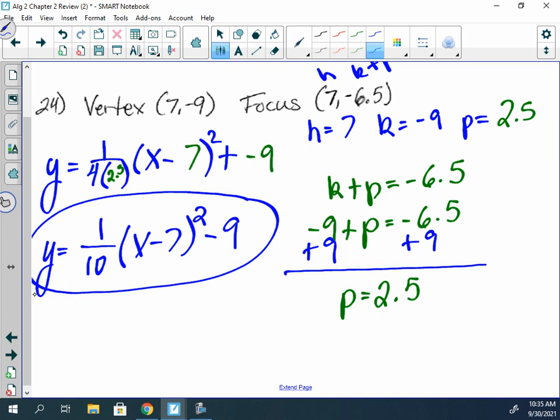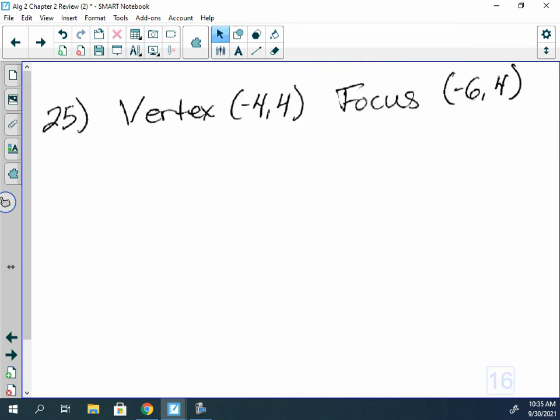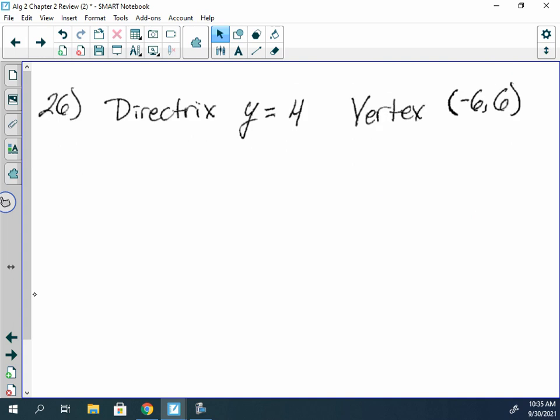Because if we're wanting the equation, we plug h, k, and p into the equation. If we're wanting the vertex, directrix, axis of symmetry, or the focus, we plug h, k, and p into those spots. And that's it. Question on this here. Questions on 25. Question on 26.